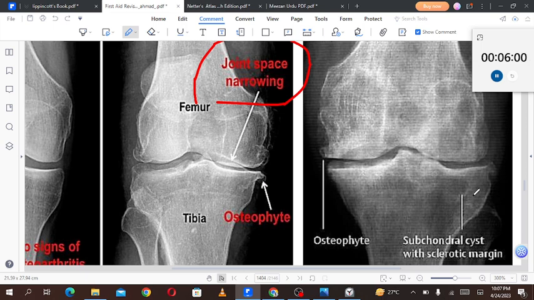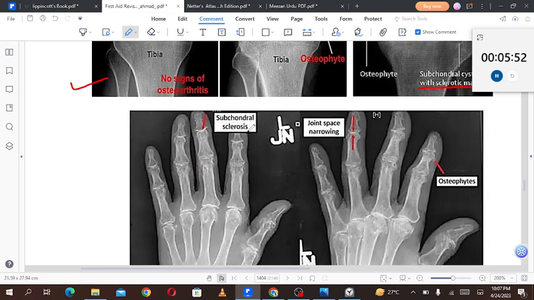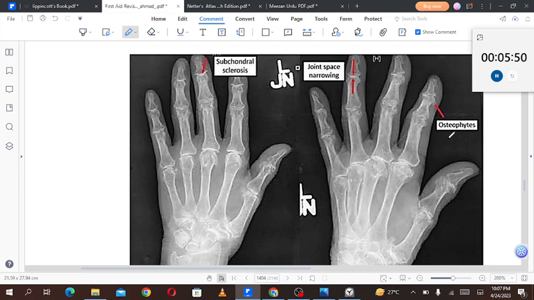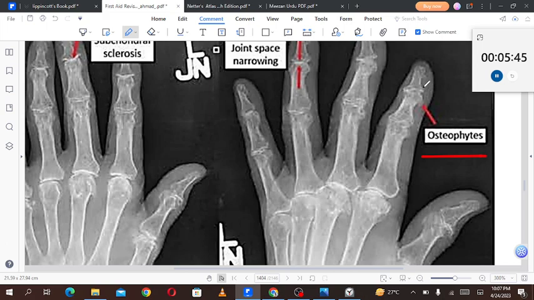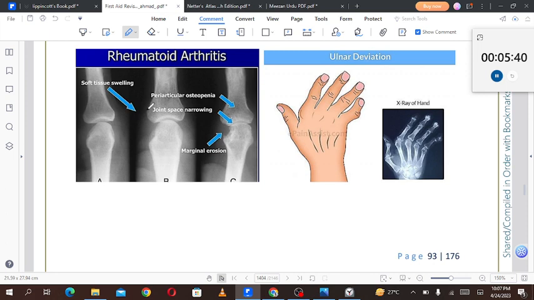Then these are osteophytes over here. Then subchondral cyst with sclerotic margins. After that, we can see the subchondral sclerosis, and osteophytes are present over here. So these are subchondral sclerosis and osteophytes which are present over here. Then rheumatoid arthritis. Rheumatoid arthritis is associated with soft tissue swelling, periarticular osteopenia, joint space narrowing, and marginal erosion. And you can also find ulnar deviation, that is all the fingers are moved to the ulnar side. An X-ray of the hand can show ulnar deviation.